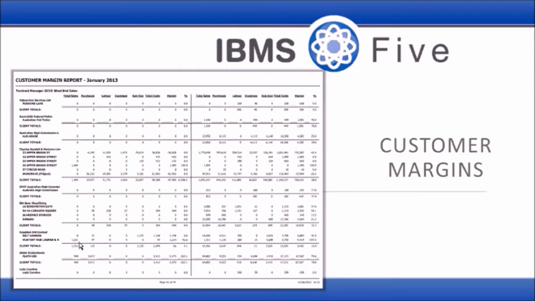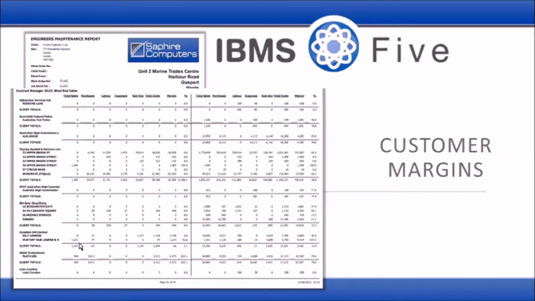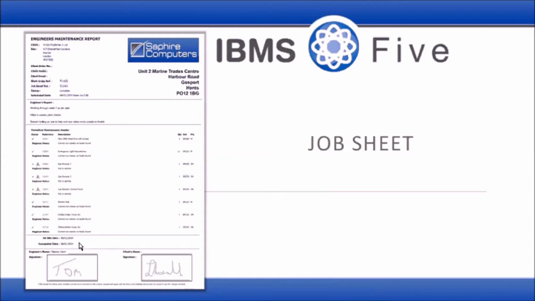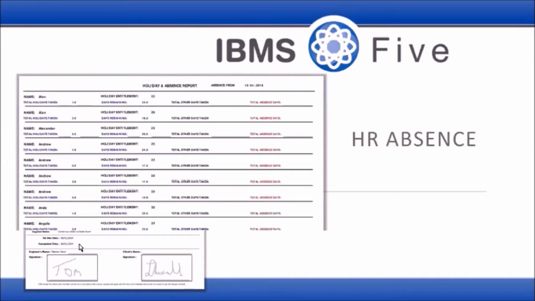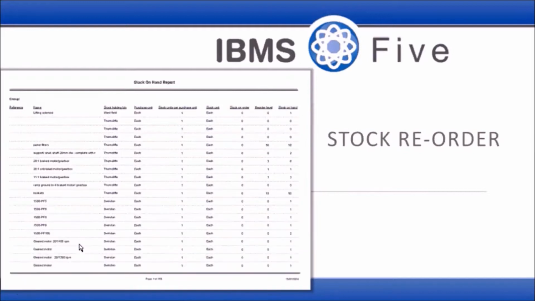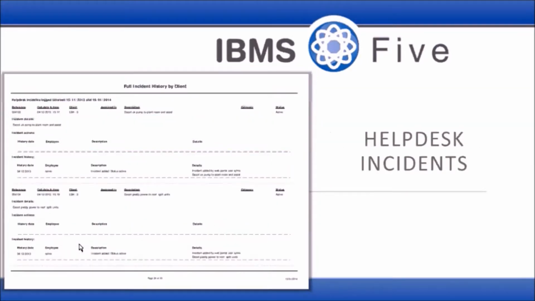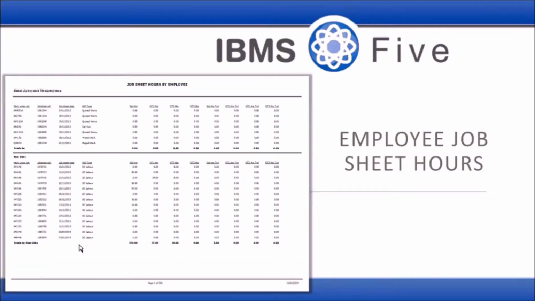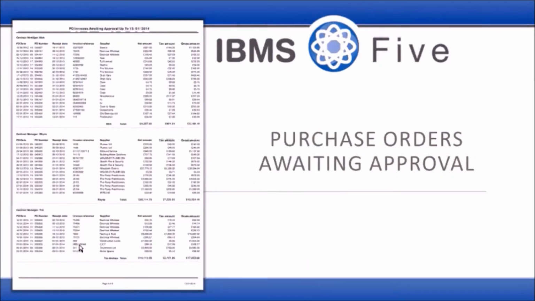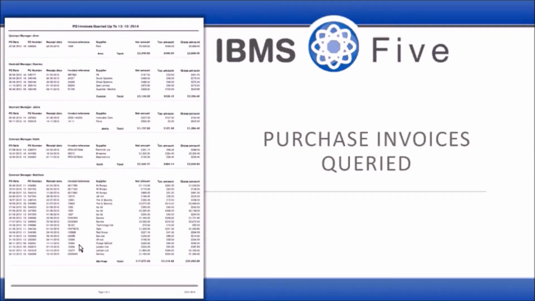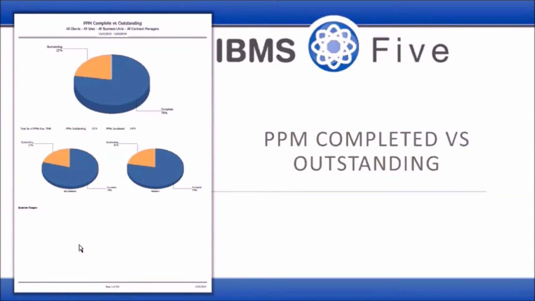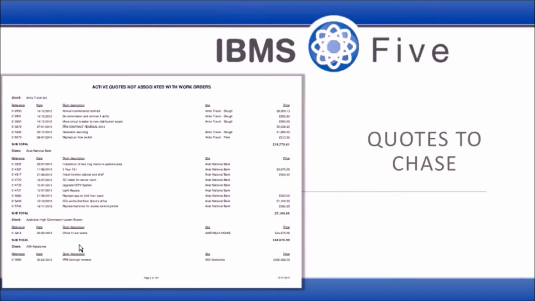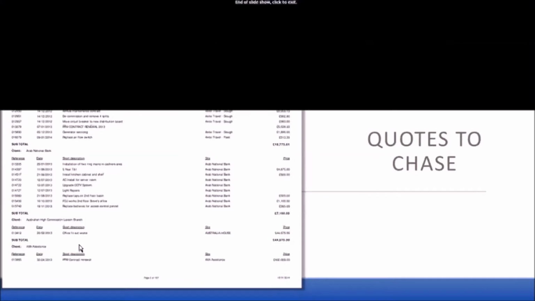A customer margins report, engineer maintenance, holiday and absence, stock reorder, help desk incident, job sheet hours, purchase orders awaiting approval, PO invoices queried, PPM works completed versus outstanding. Active quotes not turned into jobs.